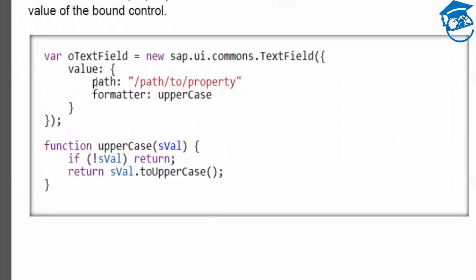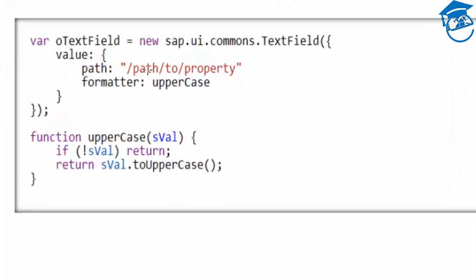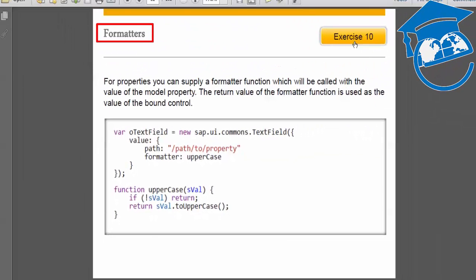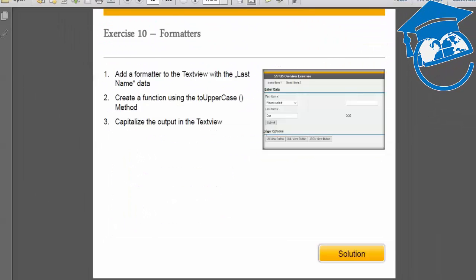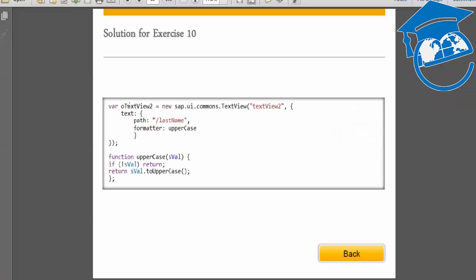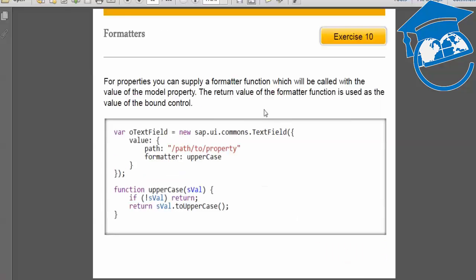So we'll be using path that time. We'll be taking a table example itself, and inside that we'll be using a formatter. So there's an exercise also. See, we have a solution for this. This is the one, text data. So this is a formatter.